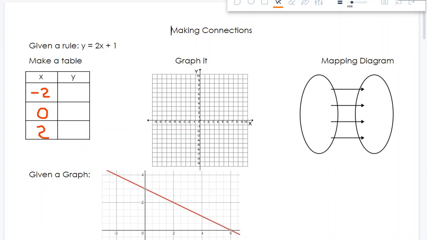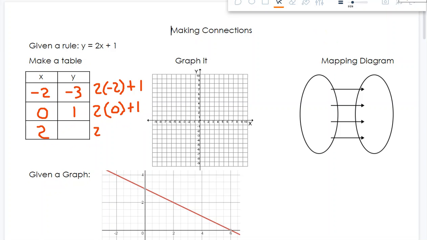My first one's -2. So I'm going to take this 2x plus 1, and plug in -2 for x. 2 times -2 is -4. -4 plus 1 is -3. My next one, 2 times 0 plus 1. Well, anything times 0 is 0, so 0 plus 1 is 1. That's why 0 is awesome to plug in: anything times 0 is 0, so it makes it super easy.